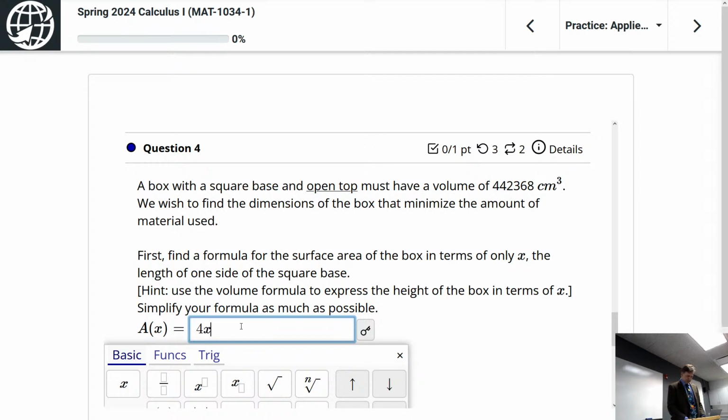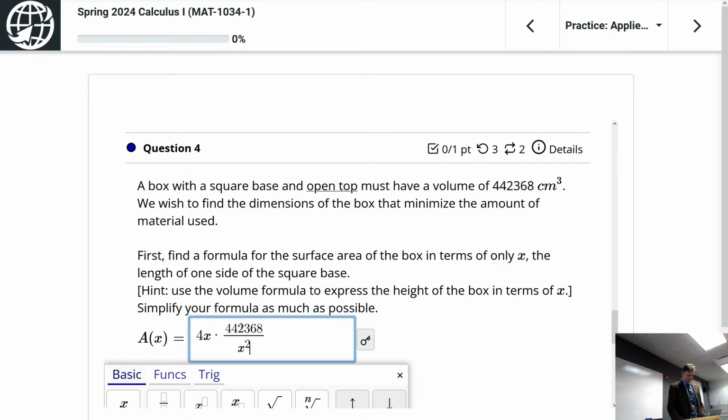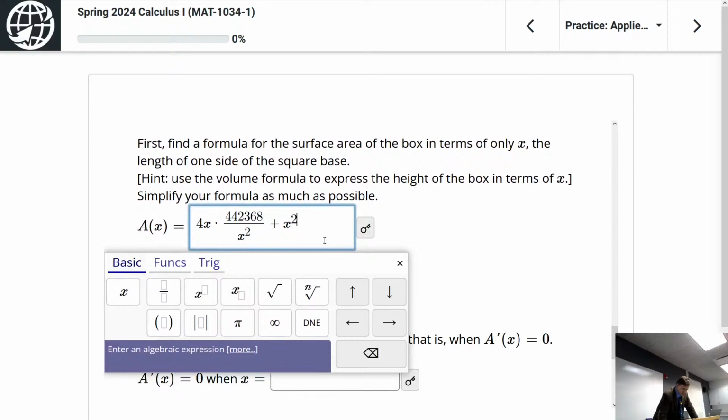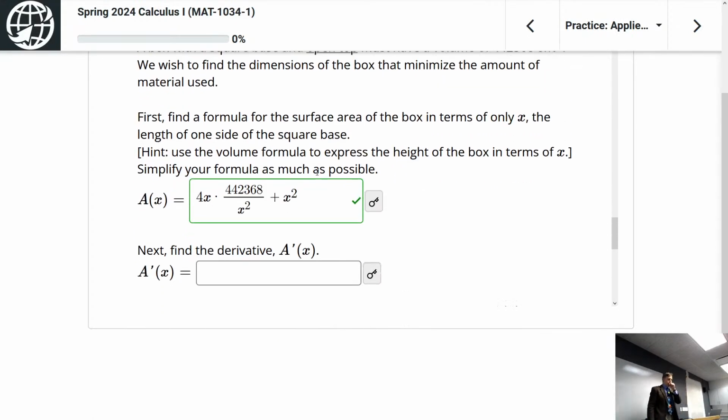4x times 442,368 all over x squared. I suppose I could have simplified that, couldn't I? Too late now. I'll simplify it before I do step 2. So there's my first answer. Let's just see if I got it right. Ooh, I got it right.